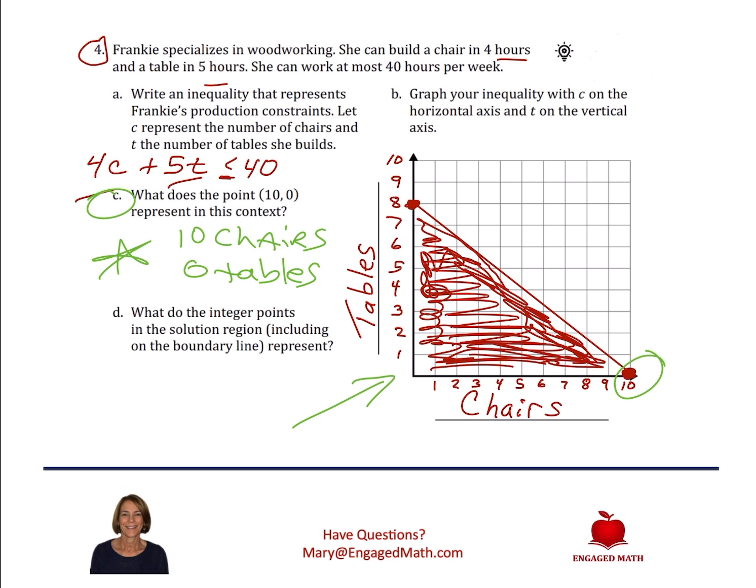So the reason that we have all of this shaded is, let's just say we pick this point right here. So that's 2 chairs and 3 tables. But keep in mind, Frankie didn't use all 40 of her hours. She just worked for 2 times 4, 8, plus 5 times 3 or 15. So she only worked for 23 hours if this is a point that she chose for how she wanted to spend her time in a given week.